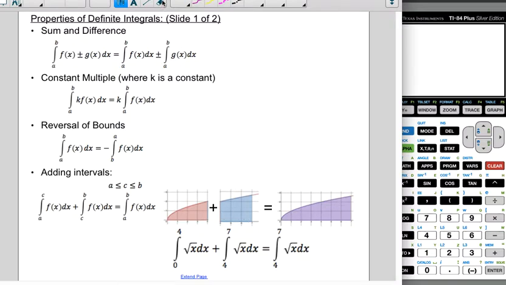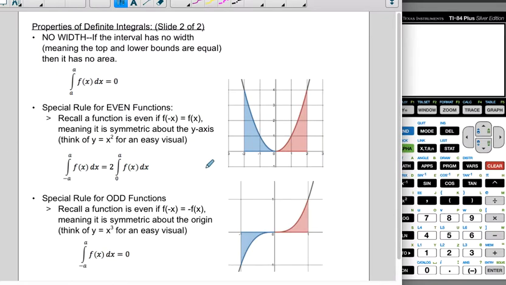Oops, my bad, that's a typo. That's not a 4, hold on. That's a 0 to 7. My bad, ignore my typo. 0 to 7. So again, the area from 0 to 4, the area from 4 to 7, and then, sorry, when I cut and pasted, I forgot to change the 4 to a 0 to 7. Okay. So other properties of definite integrals.